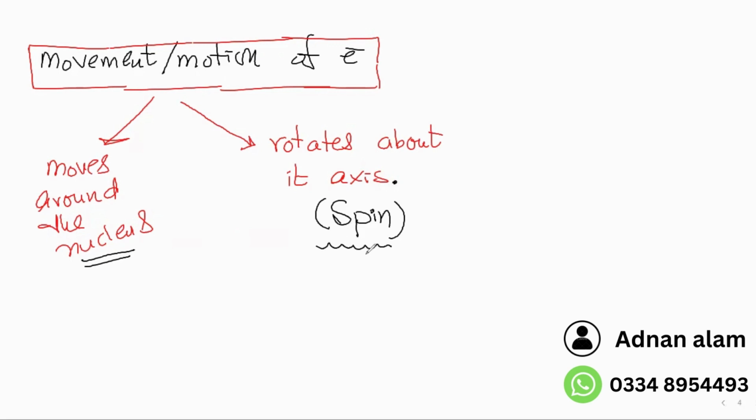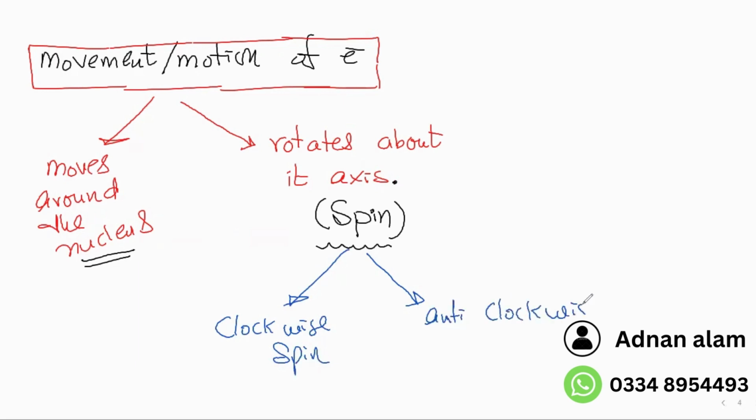The spin motion of the electron can be of two types. One spin can be clockwise, and the other spin can be anti-clockwise. So the electron spins along with its motion around the nucleus, and its spin can be of two types: clockwise and anti-clockwise.